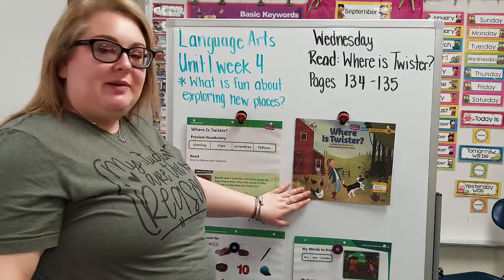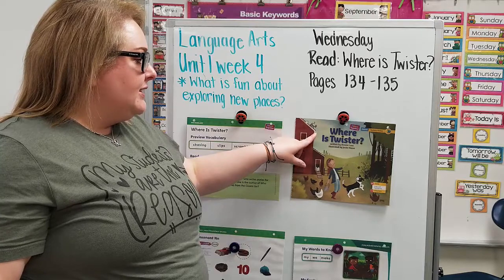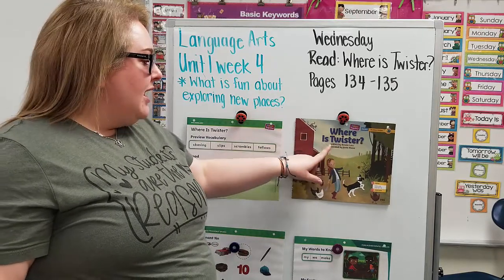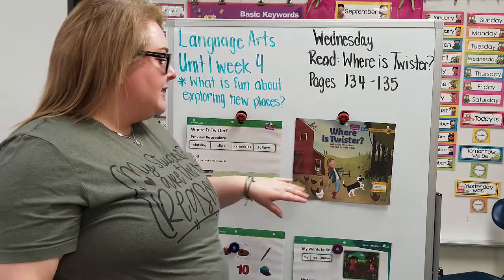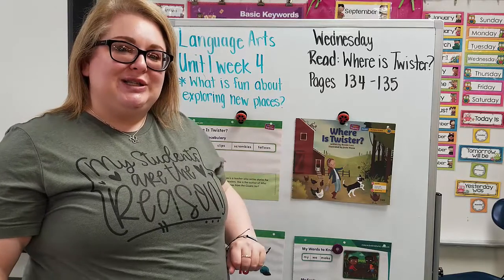So make sure you open up your My View book and have the title page open. We're looking at this title again, Where Is Twister? With that question mark on the end. It is written by Bonnie Latz and illustrated by Jose Mass. And remember, the author is the one that writes the story and the illustrator draws the pictures.